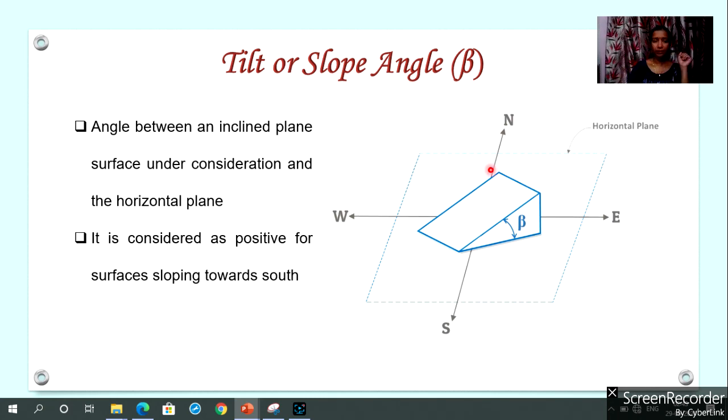Okay. So tilt or slope angle is the angle by which an inclined plane is inclined to our horizontal surface. If we consider another inclined surface on our horizontal surface, the angle that the inclined surface makes with the horizontal surface is the tilt angle or slope angle, beta.